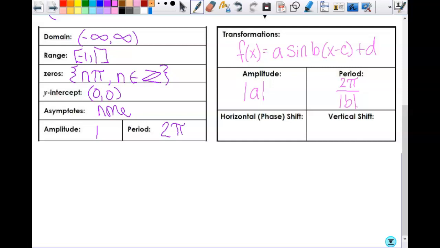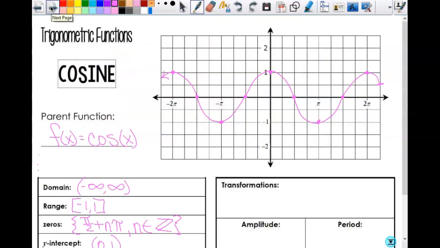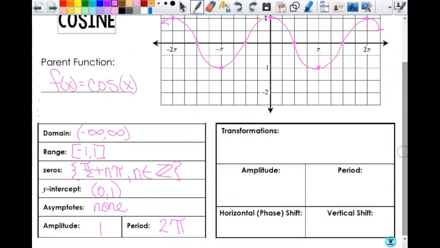All right. Then we have a horizontal shift, which has always been c. It is called a phase shift for trig functions, but it's the same thing. You're moving left or right, so it is c, and your vertical shift, of course, is d. Everybody good with that? Okay, so move on to cosine, which is, I think, on that same page for you. And we will fill all that in for cosine.